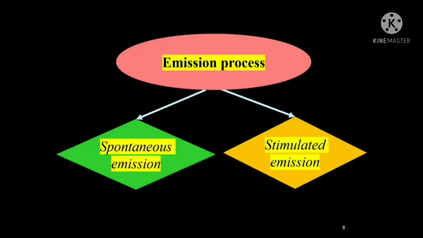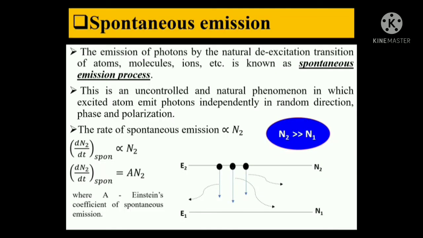Now there are two emission processes, spontaneous emission and stimulated emission, as I already mentioned earlier. What do you mean by spontaneous emission? As the name itself says, it takes place spontaneously. The emission of photons by the natural de-excitation transition of atoms, molecules, ions, etc. is known as the spontaneous emission process.